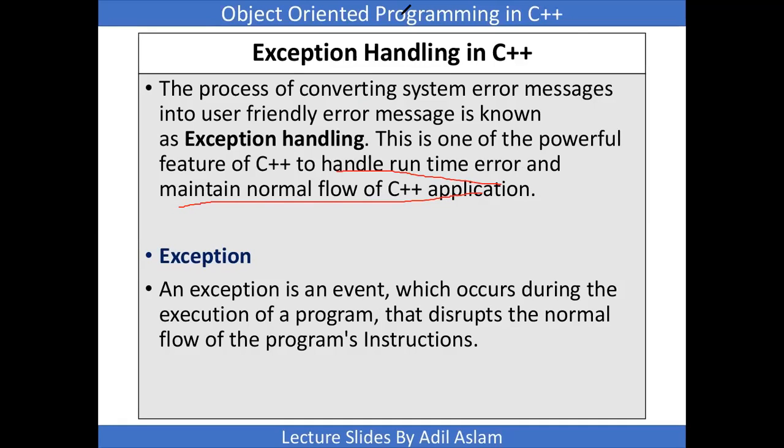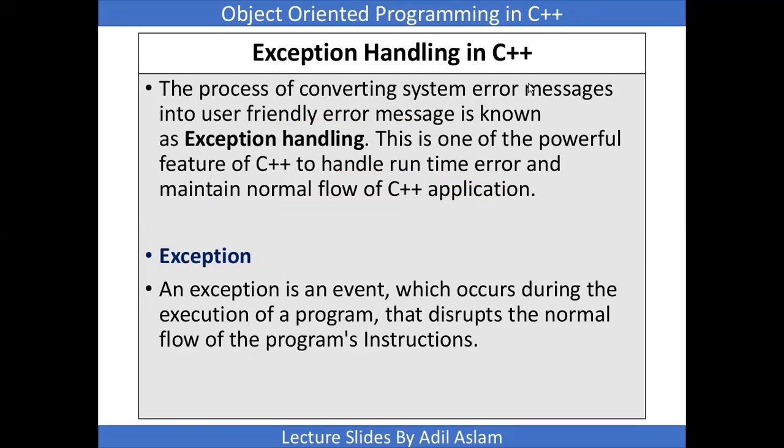So if you don't give a message about why the program is not working or why the program crashed, the user won't be able to understand what's wrong, because the user doesn't see the code, the user only sees the execution file. So this is one reason we give user-friendly error messages, explaining that the normal flow of the C++ application is not working because you have made this error. So this is the basic concept of exception handling.